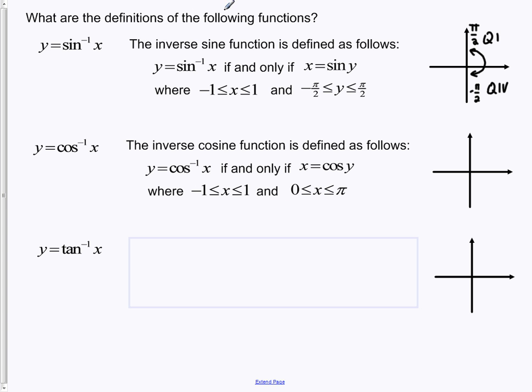And I should really make that correction right now. Stand by. y goes from 0 to pi.